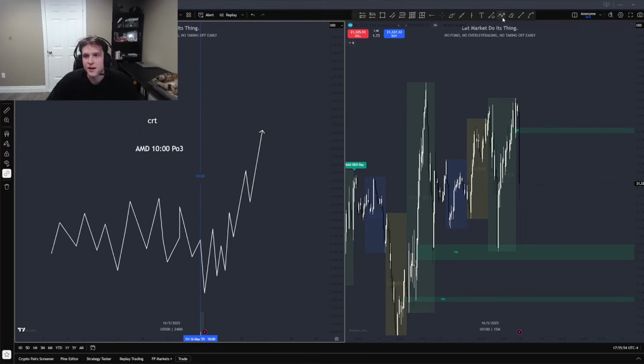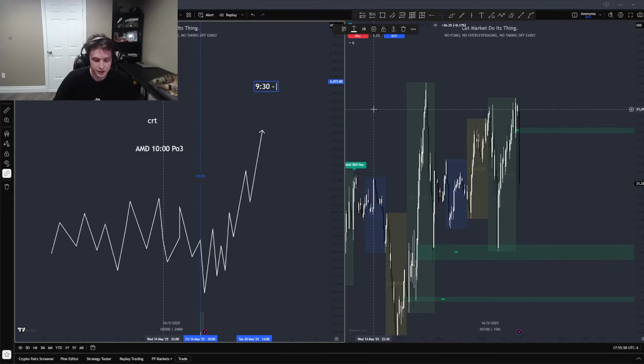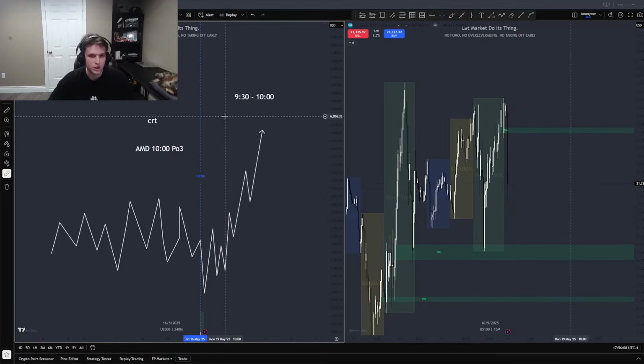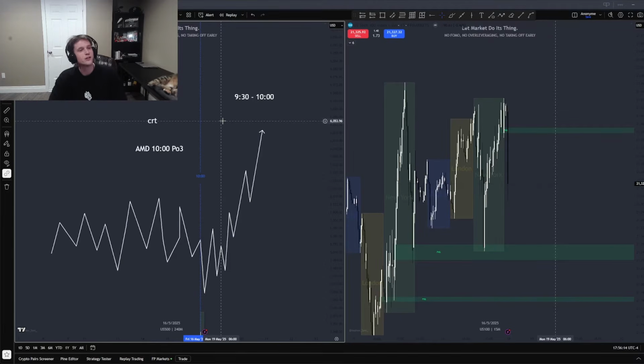What I mean is that from 9:30 to 10 o'clock, usually it'll give you a bunch of noise. This is where they trap traders, and this is where traders enter too early on the trade. So what a lot of good traders do is they wait for 10 o'clock. Why 10 o'clock? Because that's when a new 4-hour candle opens. It's also where a new hourly candle opens.